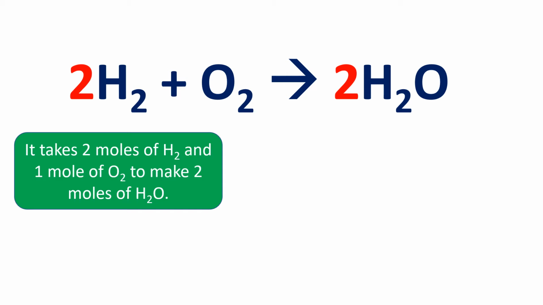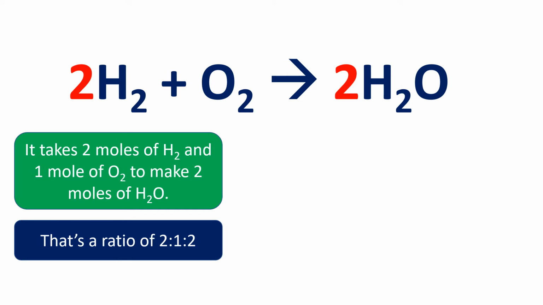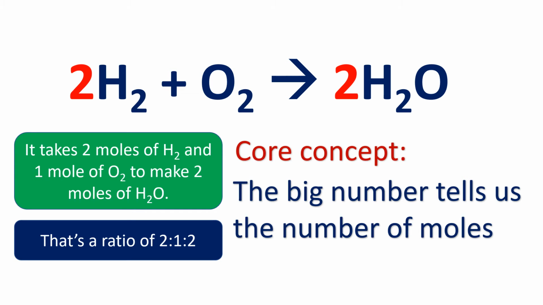Now, we could also look at the ratios of these reactants and products. We would say it's a ratio of 2 to 1 to 2. So how many hydrogens do I need to make water? It's a 2 to 2 ratio, so 1 to 1. How many oxygen do I need to make water? Well, it would be a 1 to 2 ratio. So what's the core concept that we need to remember? The big number tells us the number of moles. Let's use that information now.